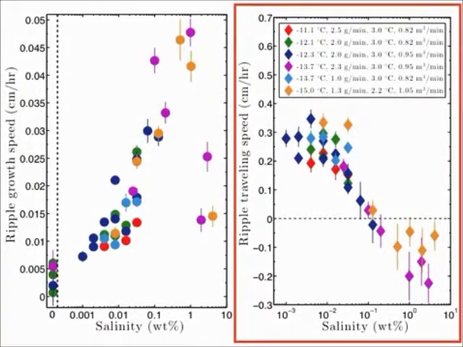Below about 0.05 weight percent, the ripples climb up the icicle uniformly at a speed of a few millimeters per hour, but above 0.05 weight percent, the ripple motion becomes more nonlinear, and different ripples on the same icicle can travel in opposite directions.